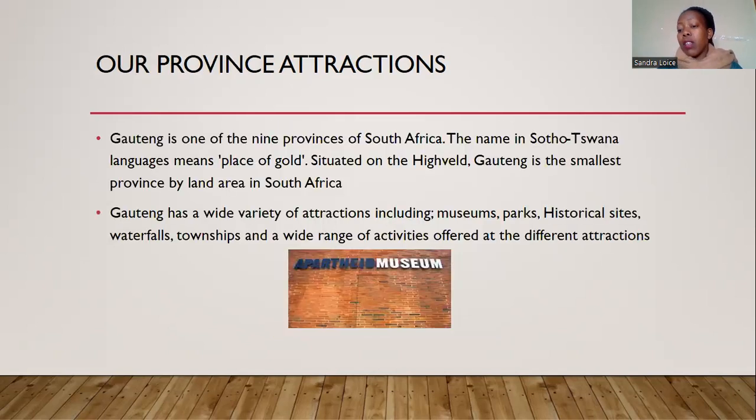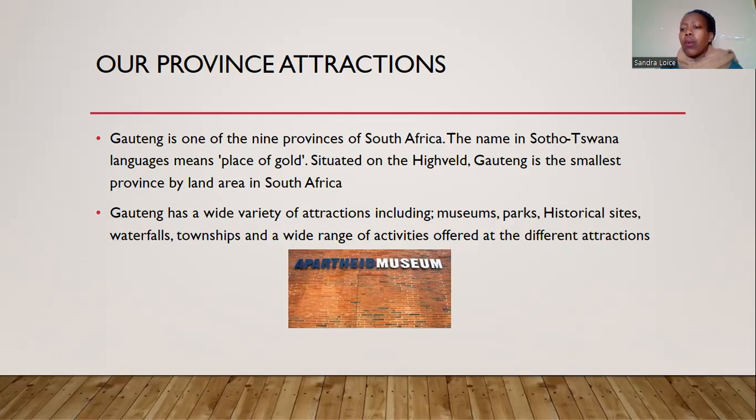All right, so we are going to look at our very own province. We are in the Gauteng province. So Gauteng is one of the 9 provinces of South Africa, and the name Gauteng is a Sotho-Tswana derived name, and it simply means a place of gold.